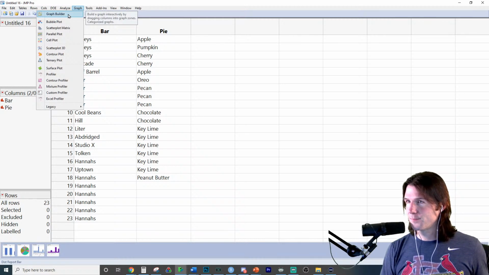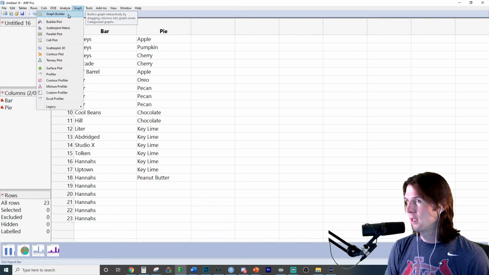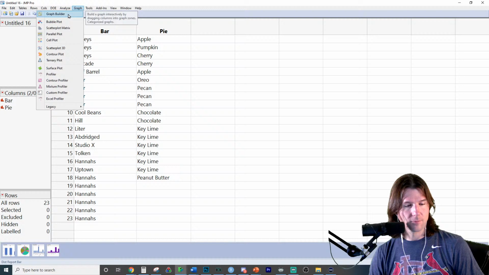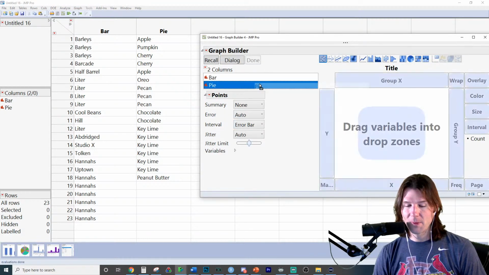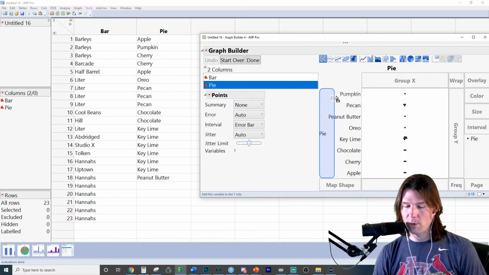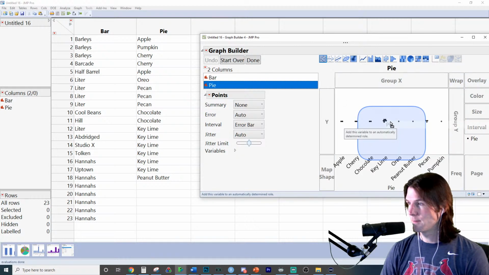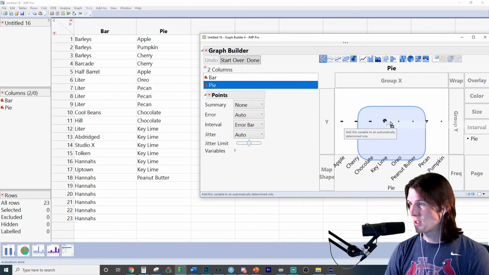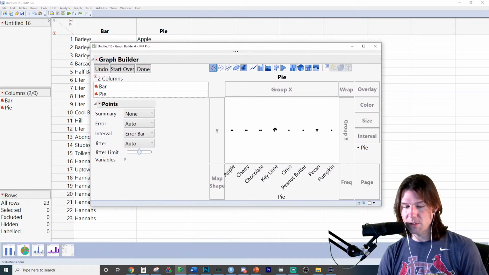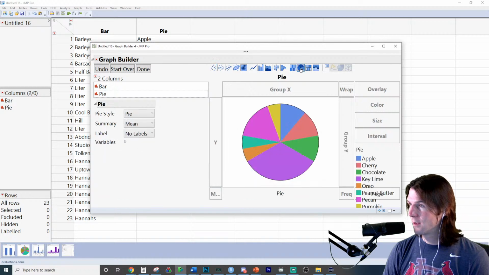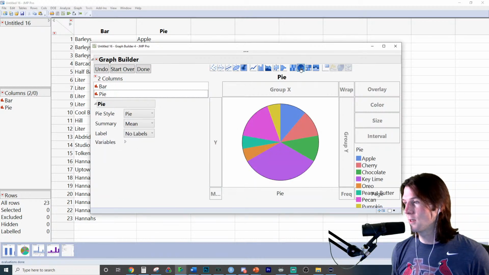So, Graph Builder. With Graph Builder, we're going to take the variable we want, which I'm going to choose people's favorite pie, and we're just going to drag it right onto here. So I'm just taking the variable, dragging it right in the middle. That's all I'm doing. There we go. The next step is going to be to click the pie. Hey, it's a pie chart.